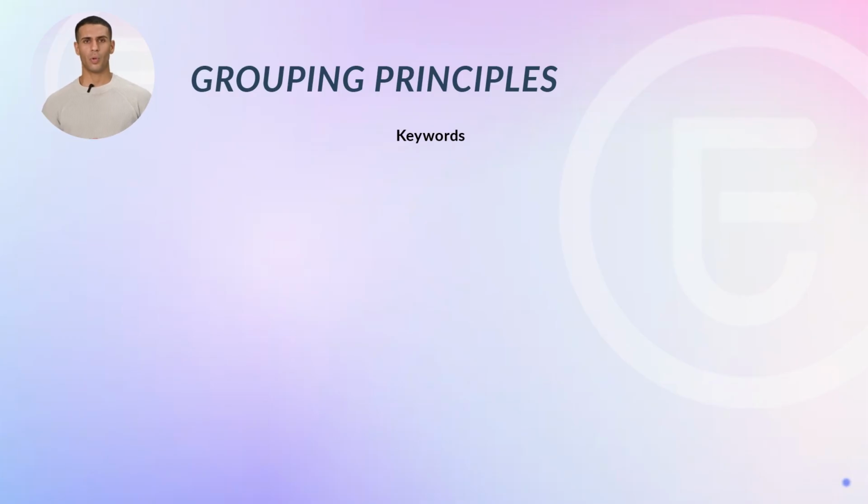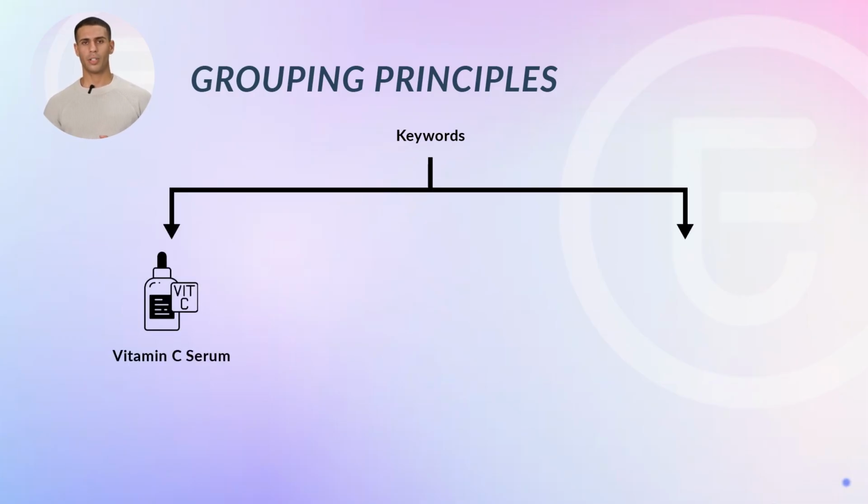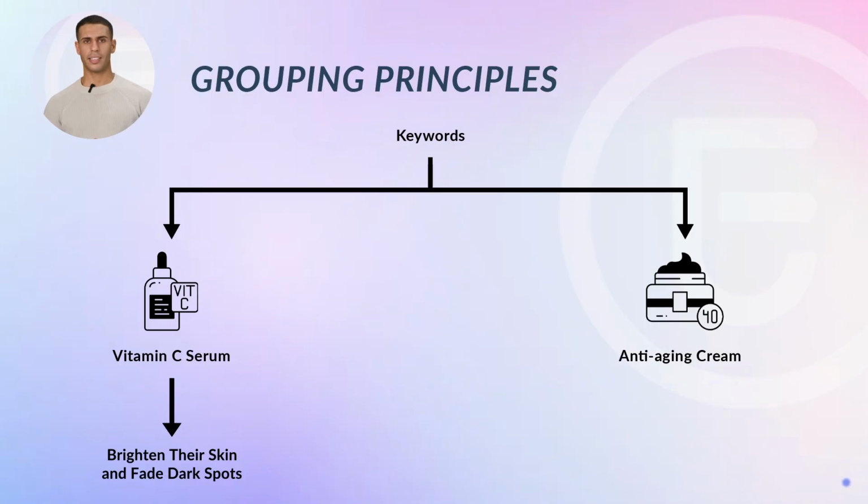Then there's keyword grouping, another make-or-break strategy. Let's say you're selling skincare products. You've got one product targeting vitamin C serum and another targeting anti-aging cream. Even if both products fall under the same brand umbrella, the buyer intent behind those keywords is completely different. Someone searching for a vitamin C serum is likely looking to brighten their skin and fade dark spots. Someone searching for anti-aging cream wants to smooth wrinkles.